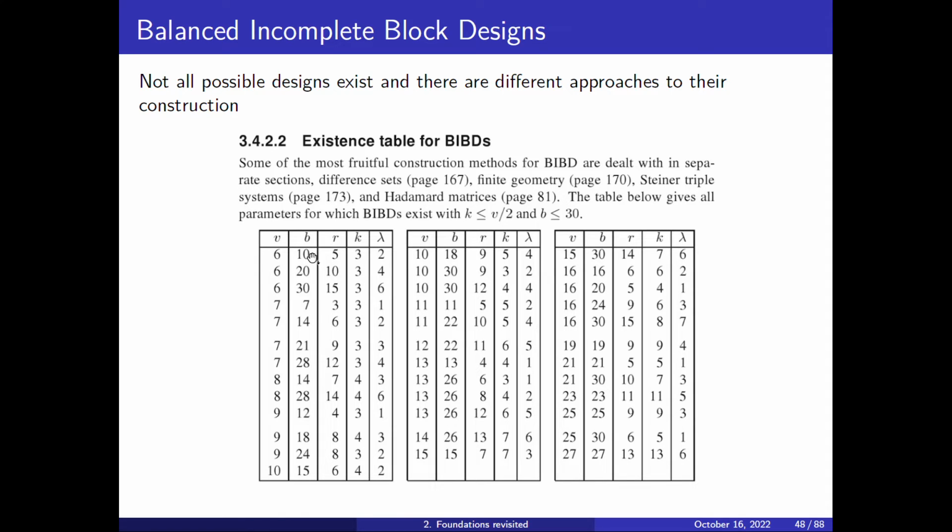But if you make the number of blocks 11 instead of 10, now there is no balanced design with 11 blocks and these combinations of v, r, k, and lambda. So only a few of them exist.